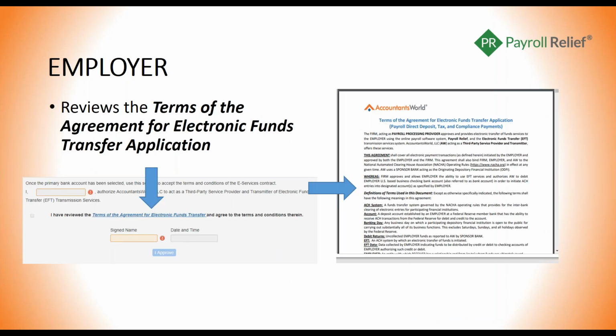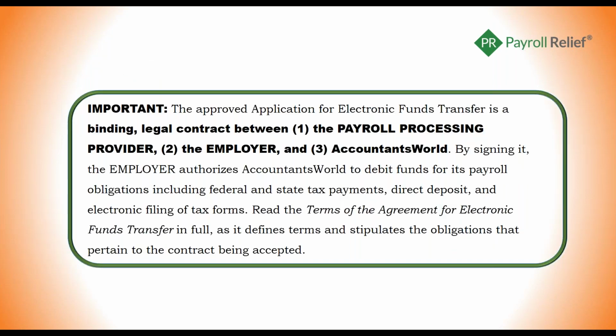The employer should then click on the link to the next screen to review the terms of the agreement for electronic funds transfer in a new window that will appear. As previously mentioned, the approved application for electronic funds transfer is in fact a binding legal contract between your firm, the employer, and AccountantsWorld. The employer must read and sign the agreement. Without the employer's signature, AccountantsWorld cannot debit money for transactions.